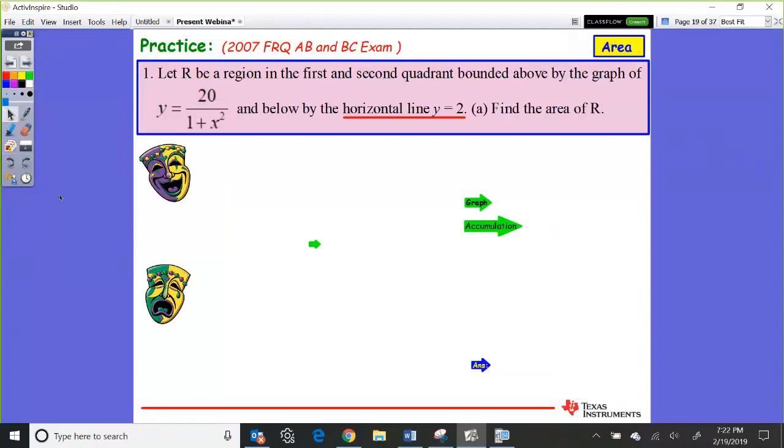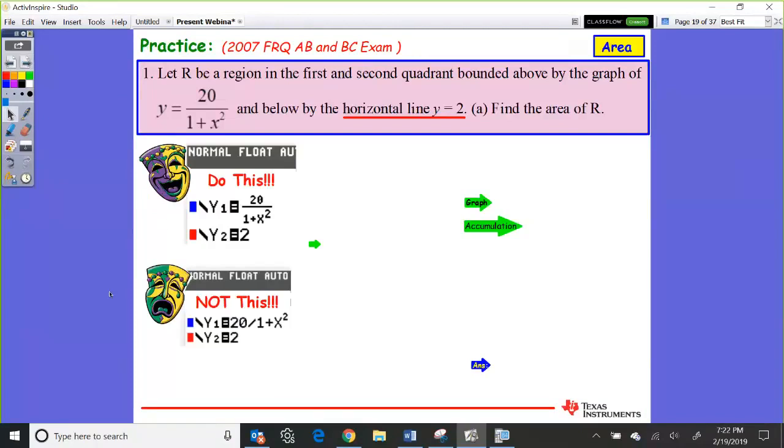It's one of my favorites because I saw so many types of mistakes when I was grading it at AP. I think we were in Colorado in 2007. First off, when the students put this particular one in their calculator, they didn't do this. They did this. That would be 20 plus x squared instead of 20 over 1 plus x squared. They would actually forget those parentheses.